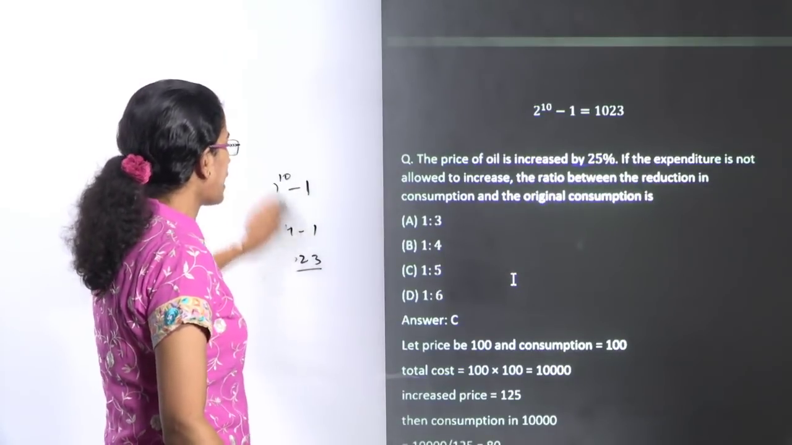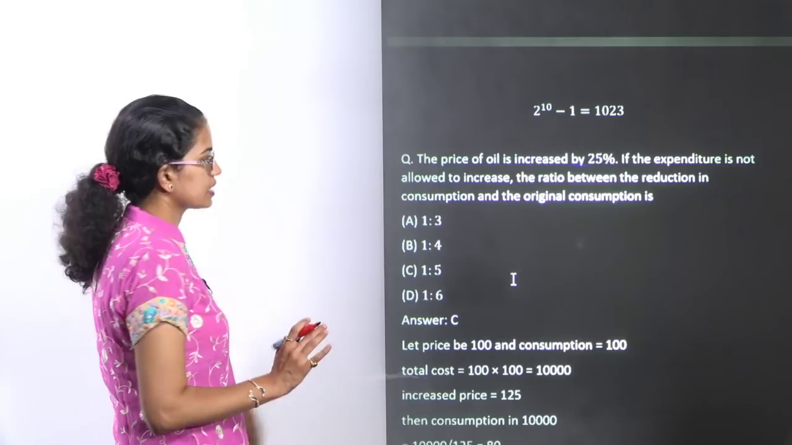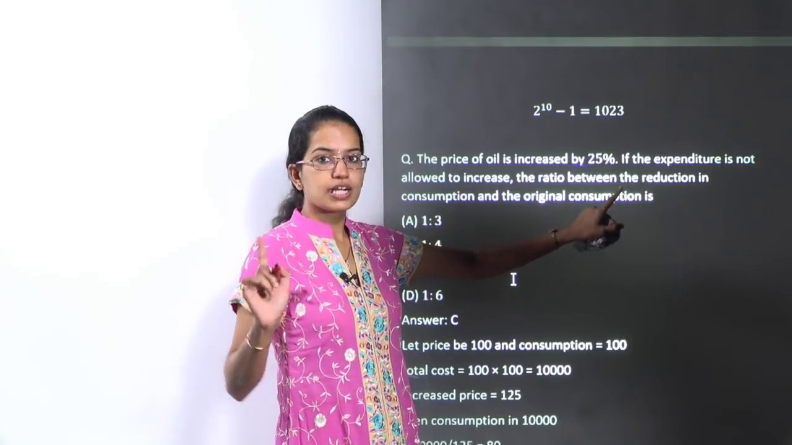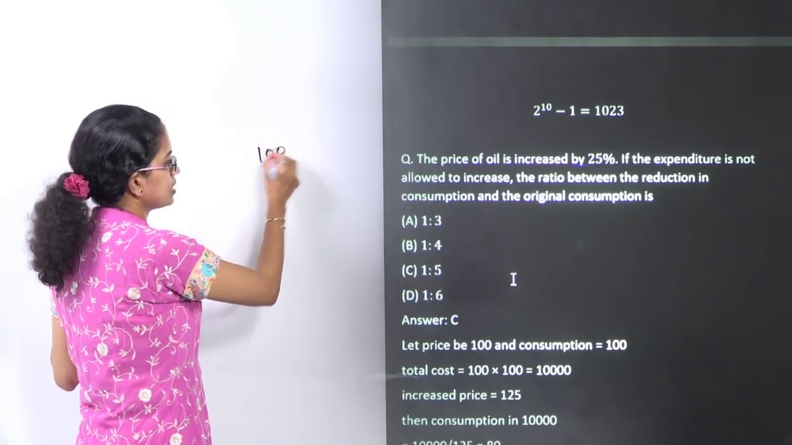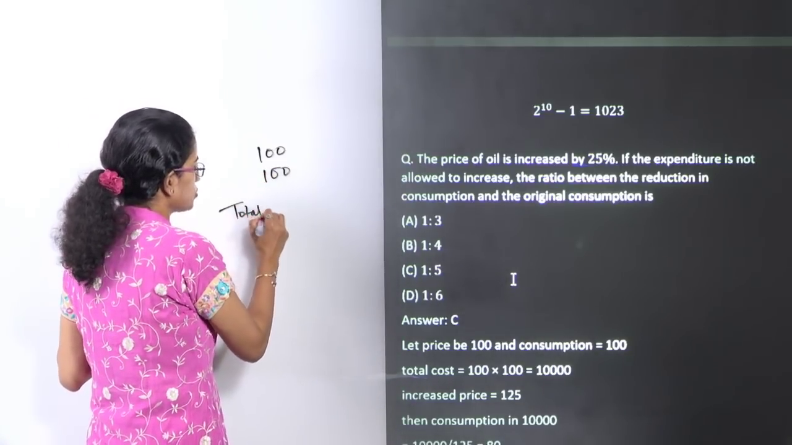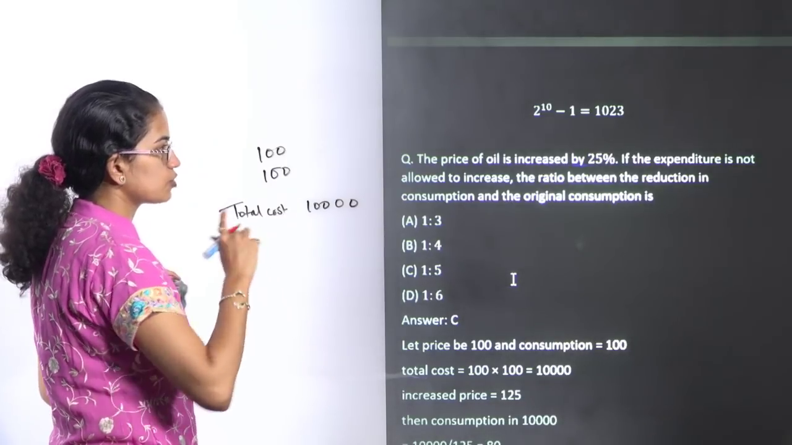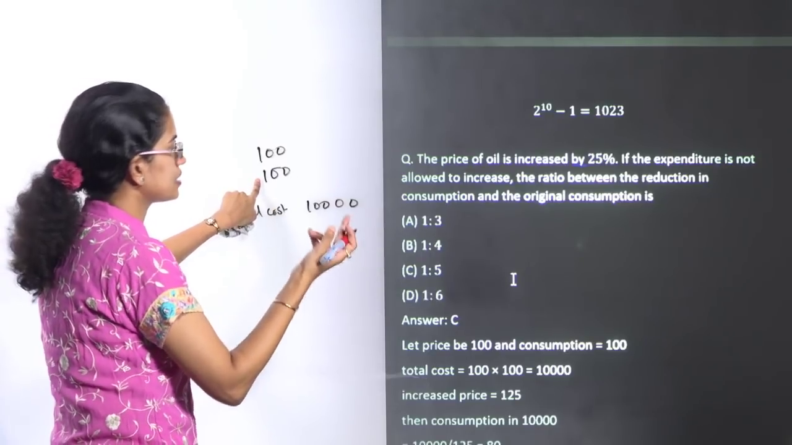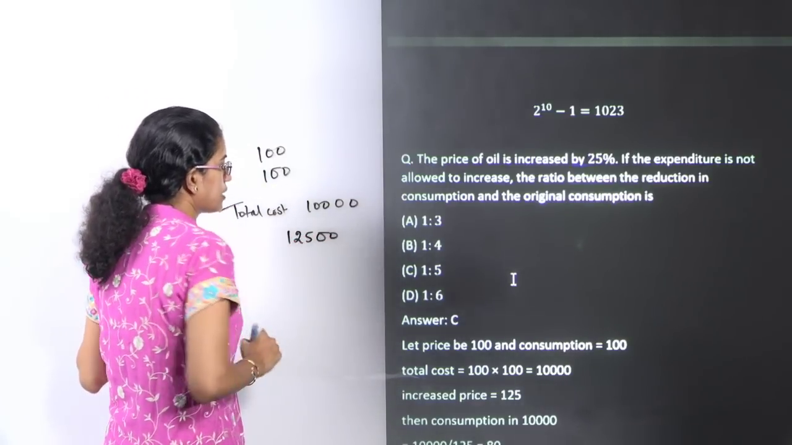The next question is, the price of the oil is increased by 25%. If the expenditure is not allowed to increase, the ratio between the reduction in the consumption and the original consumption is. So the ratio is asked not out of the consumption, it is asked the reduction in the consumption and the original consumption. Now let's say the original consumption is 100 and the original price is 100. So the total cost that you would be paying would be 100 into 100. Now if the expenditure is not allowed to increase, so expenditure remains the same. But my price is increased to 125. So what would be my new total cost? My new total cost would be 12500.